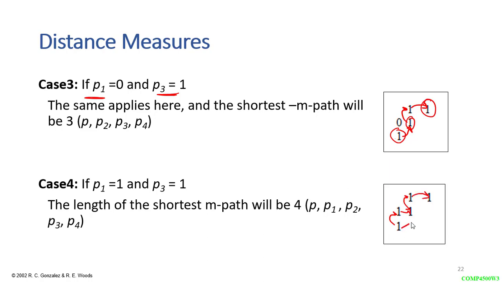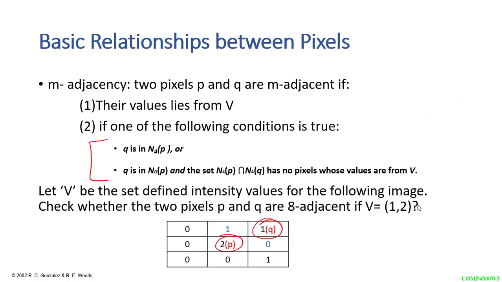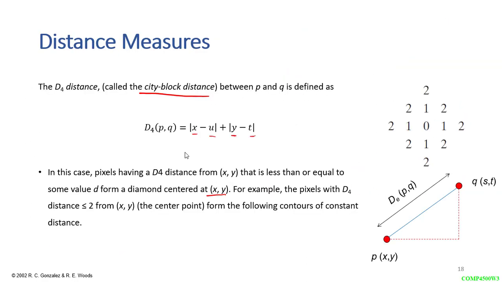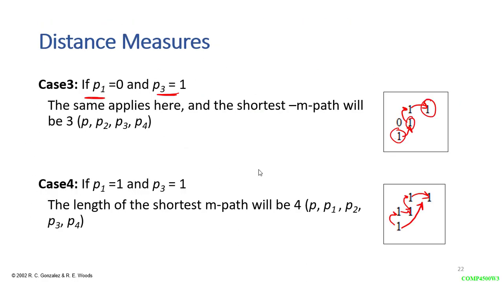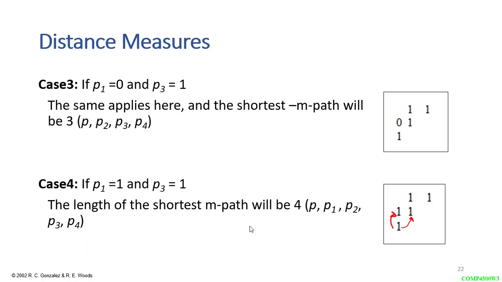Now, why did we not go this way? If we go back to the M adjacency definition, first, one of the following conditions must be true: Q is in N4 of P. This is the first condition. N4 of P means that this relationship has higher priority than this one, because this one is not true, since V is equal to 1 back here. See, V is equal to 1. So this one will never be true. So first we go here, then here, then here, and then over here.